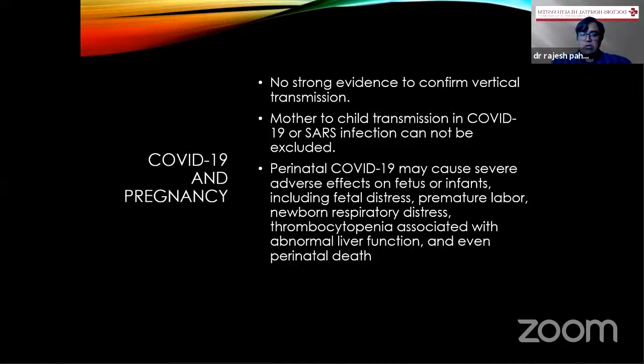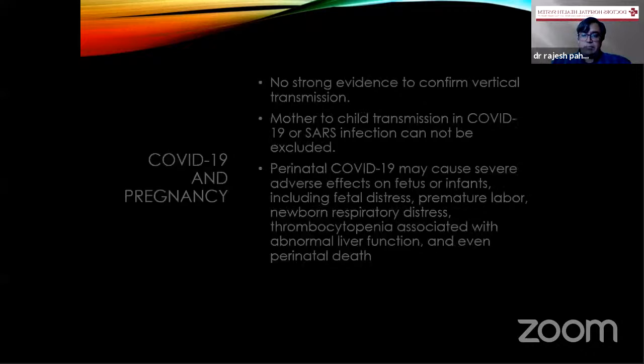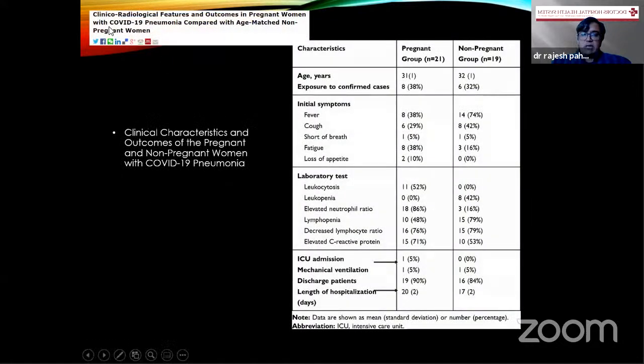When it comes to perinatal COVID-19, severe adverse effects on the fetus and infants are reported, such as fetal distress, premature labor, newborn respiratory disorder, thrombocytopenia associated with abnormal liver function, and even perinatal death. There is a study conducted to compare the clinico-radiological features and outcomes in pregnant women with COVID-19 pneumonia compared with age-matched non-pregnant women. Here we can see there were more ICU admissions and the length of hospital stay was longer.